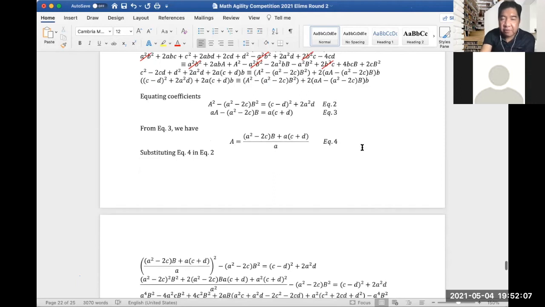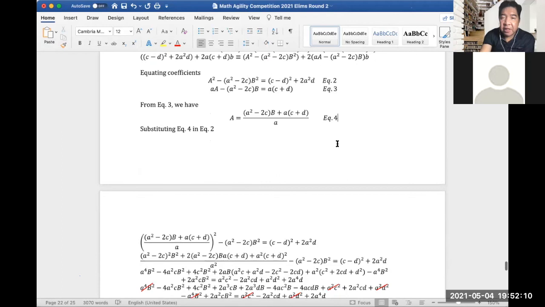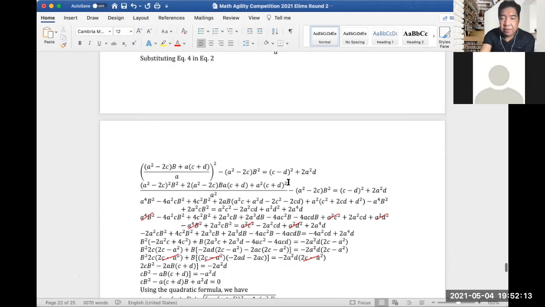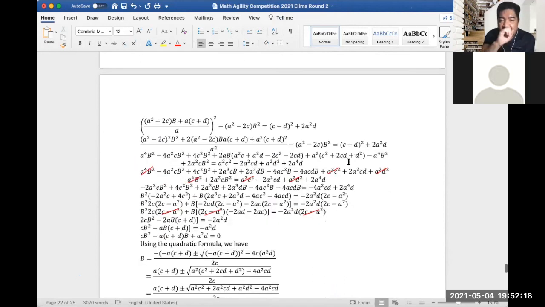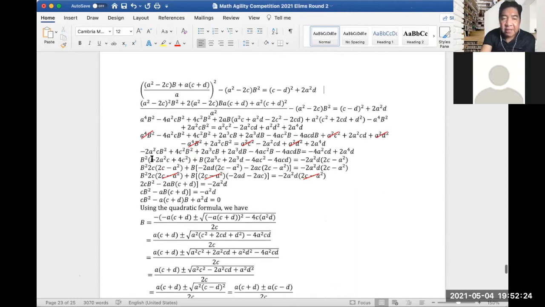That's equation 4. So now let's substitute equation 4 in equation 2. So we have this equation here, and let's expand this. So when we expand, again, we can do some cancellation. So a to the fourth b squared is canceled out because we have another a to the fourth b squared here on the left-hand side, but it's negative, so that's zero. And then the second, we can cancel out a squared c squared, which is on the right-hand side, so that is also canceled out.